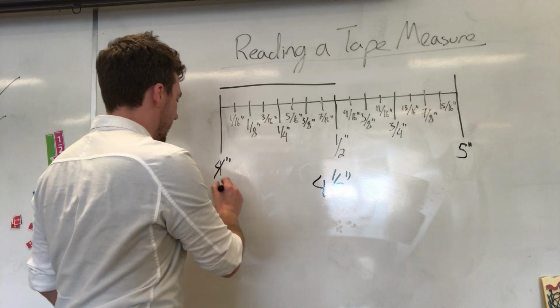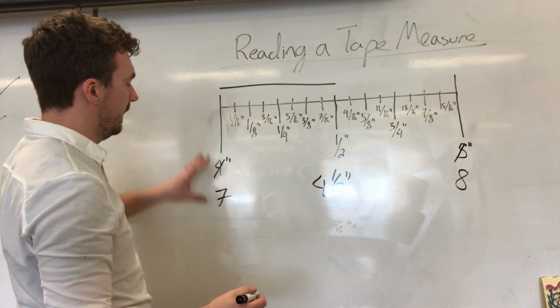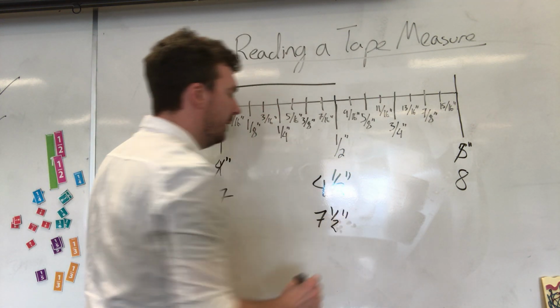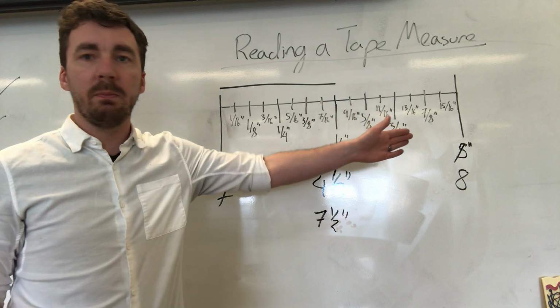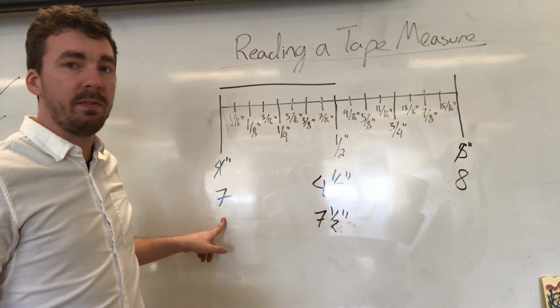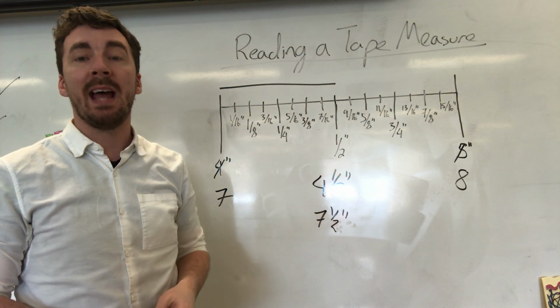If this was a 7 and an 8, this would be 7½ inches. Okay? And that makes sense. You know it's not over 8 because 8's right here. Okay? So it has to be above 7, but under 8, and it's halfway in between, so it's 7½ inches.